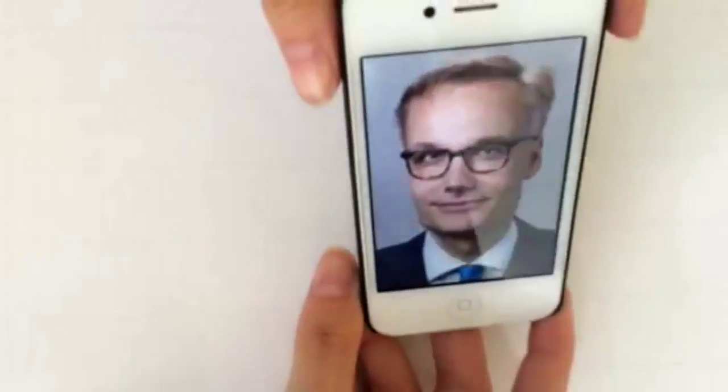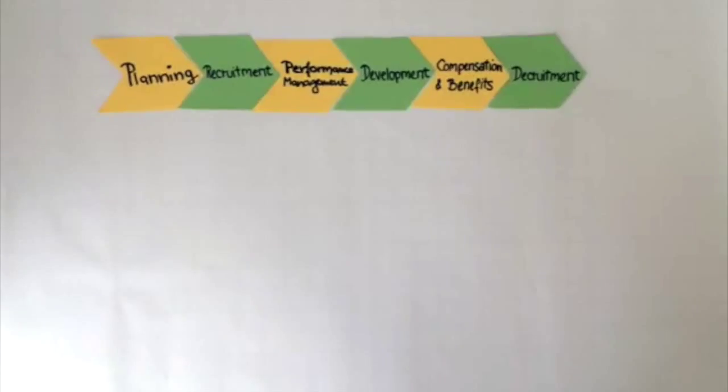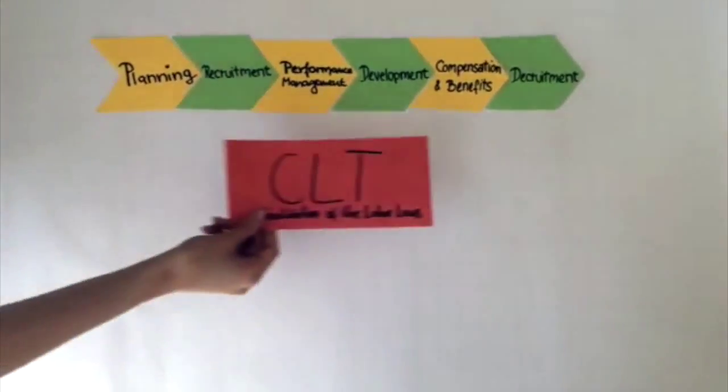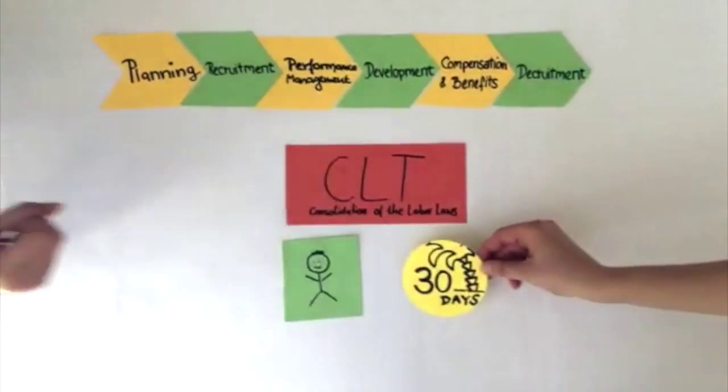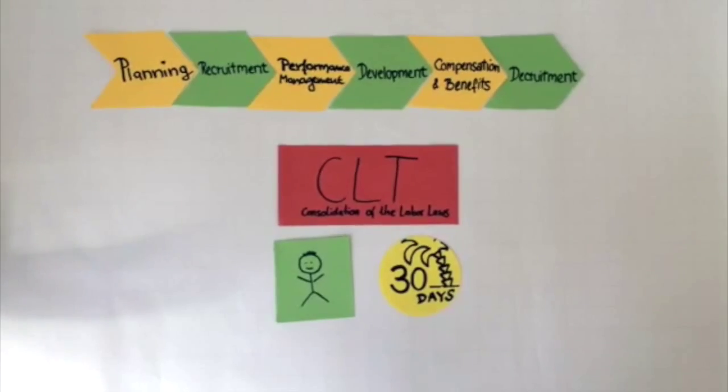Susie, by the way, remember, it all depends. Under the CLT, the Brazilian employee has 30 days of vacation a year and several national holidays that differ from state to state, minimum 8 days.